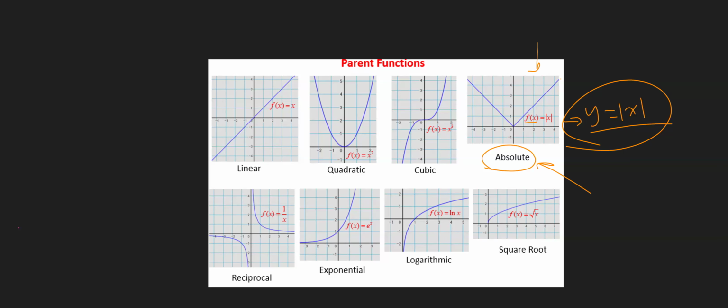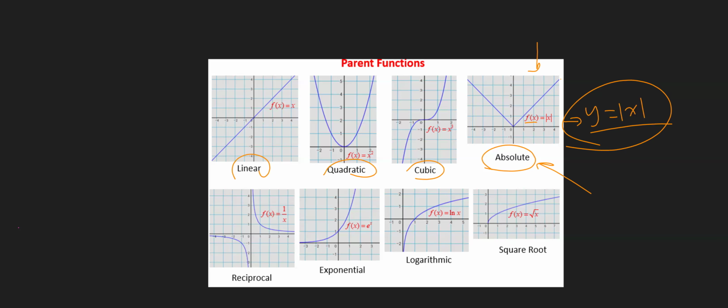What do we need to remember now? We need to remember that this function is called the absolute value function, and its equation is y equals absolute value of x, or f of x equals absolute value of x. And we need to remember how its graph goes. We need to memorize its graph in our minds. Same thing for the other ones. We need to memorize the name of the function, its equation, and its graph.